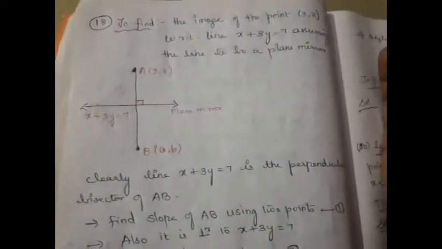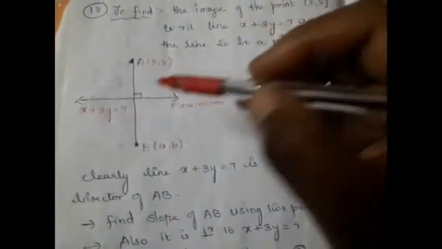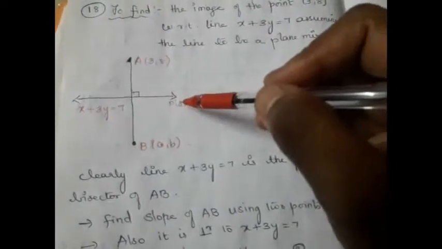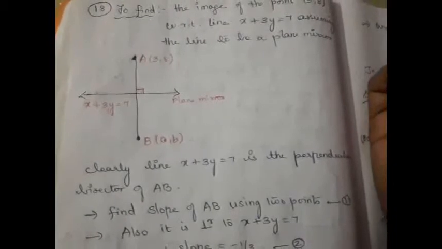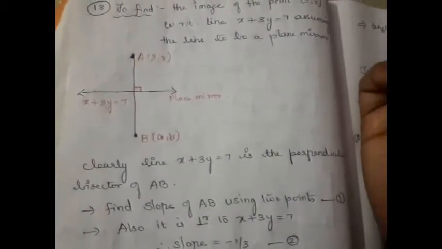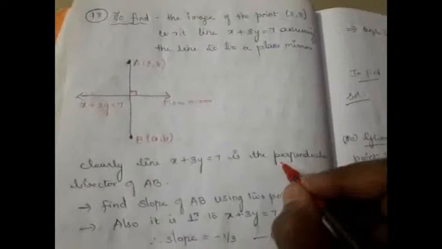We are assuming the coordinates of B as (a, b). Since it's a plane mirror, it is quite obvious that this line x + 3y = 7 is going to be the perpendicular bisector of AB. Yes or no? The plane mirror will be the perpendicular bisector. Then only we will get the image there. Now, what we are going to do here is find the coordinates of B.